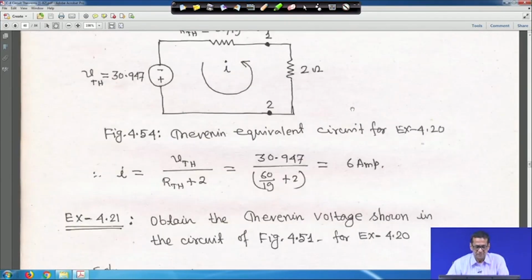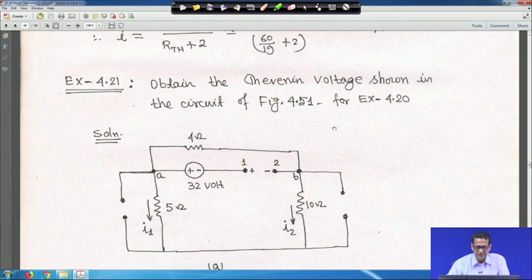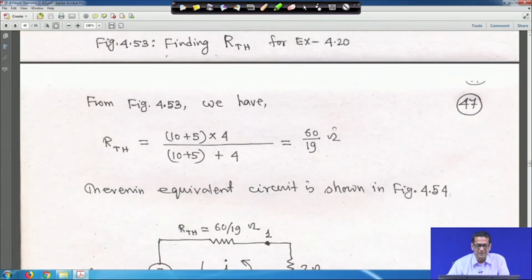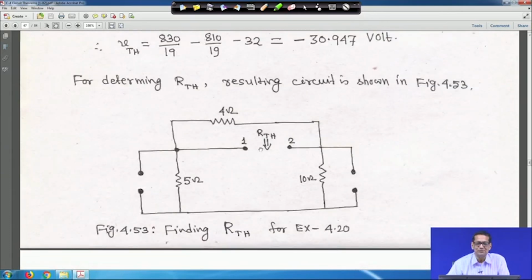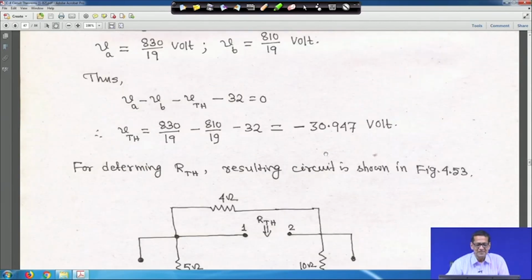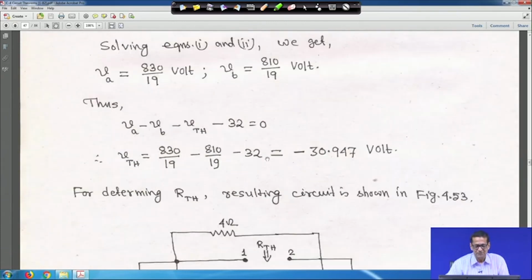Now, the next one is you obtain the Thevenin voltage shown in the circuit. What Thevenin voltage also you can obtain by using the superposition theorem, because you have 3 sources: one voltage source and two current sources. You consider only one source at a time. Same example, you obtain Thevenin voltage using your superposition theorem, taking only one at a time, just to show you.